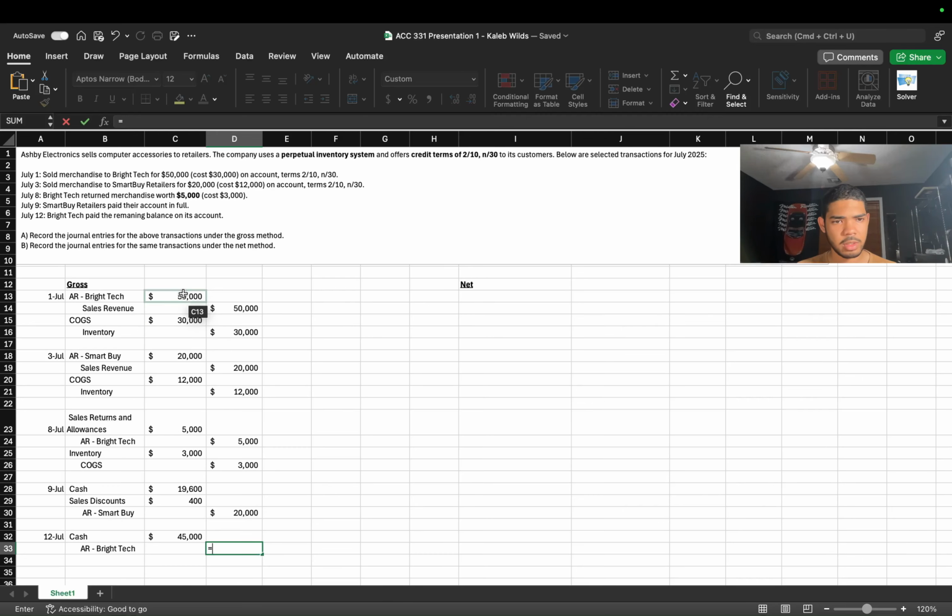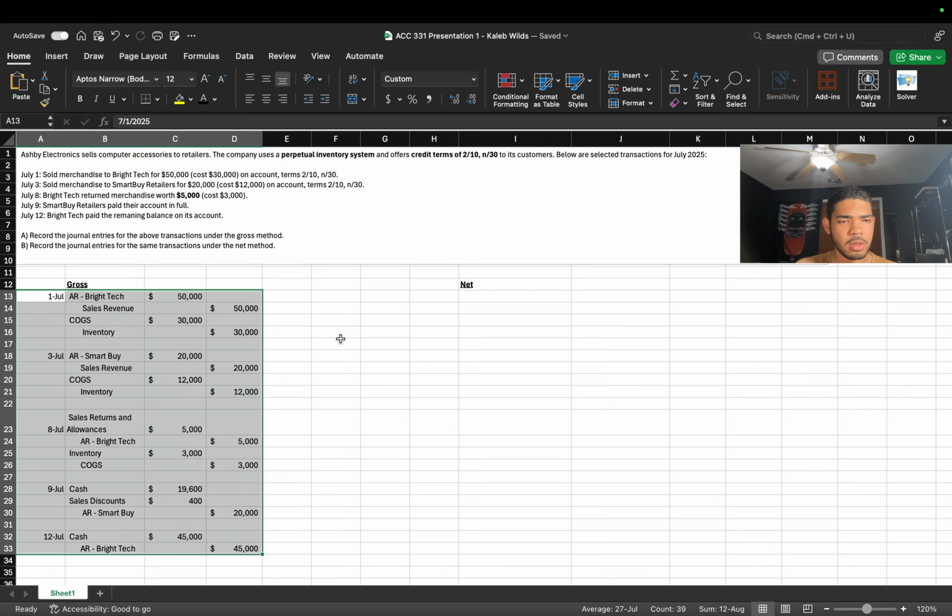And the exact same logic. Their original accounts receivable balance was 50,000. And then we subtract the 5,000 that they returned, and that gives us 45,000. And that's pretty much what the journal entries would look like under the gross method.